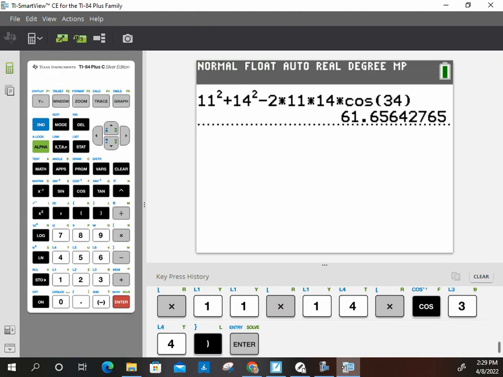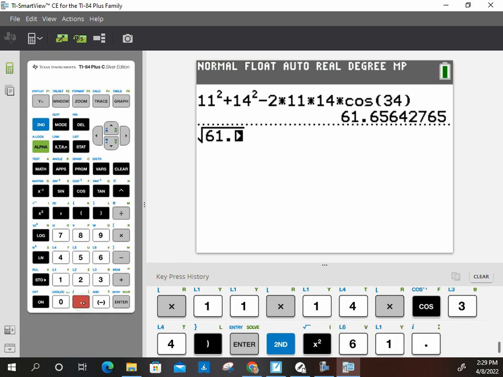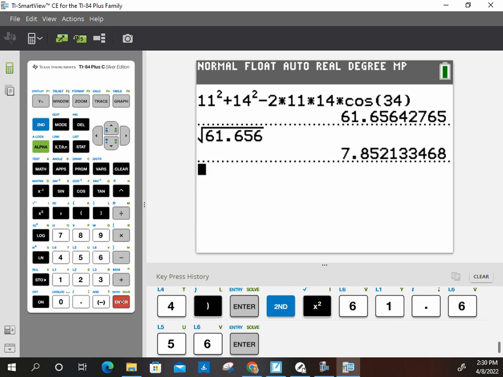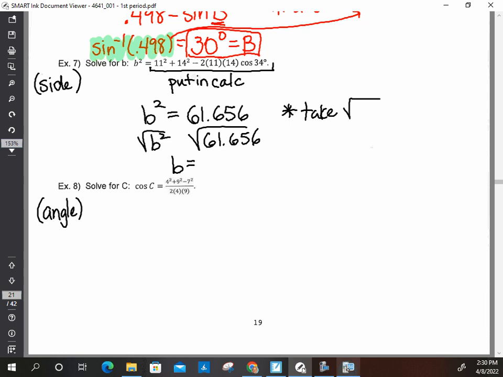So go back to your calculator. Second, square root, 61.656. And you get 7.852. You end up with 7.852.